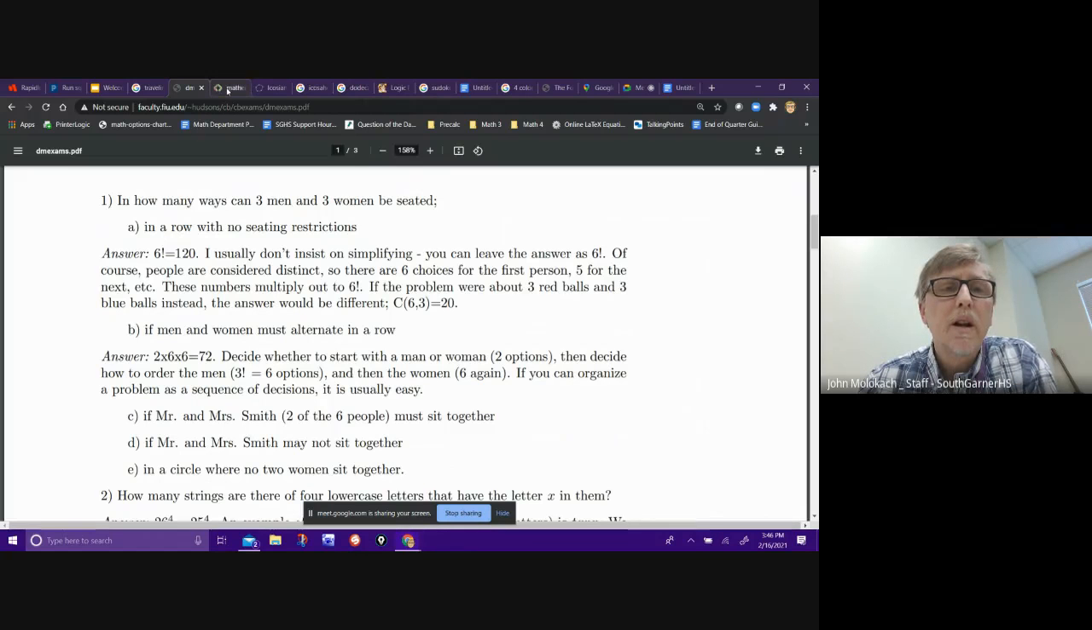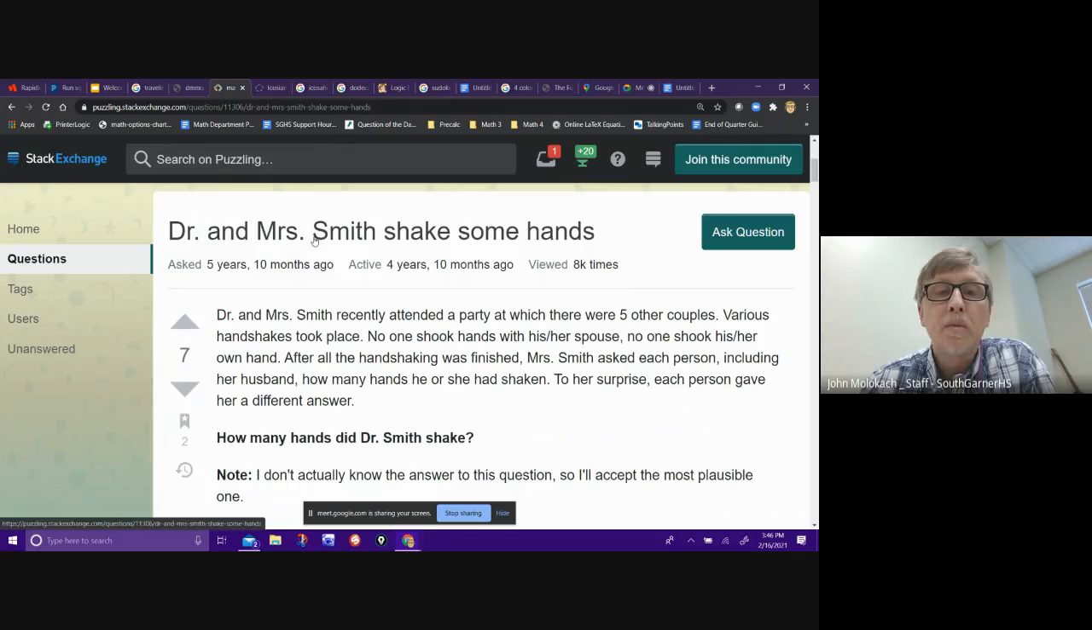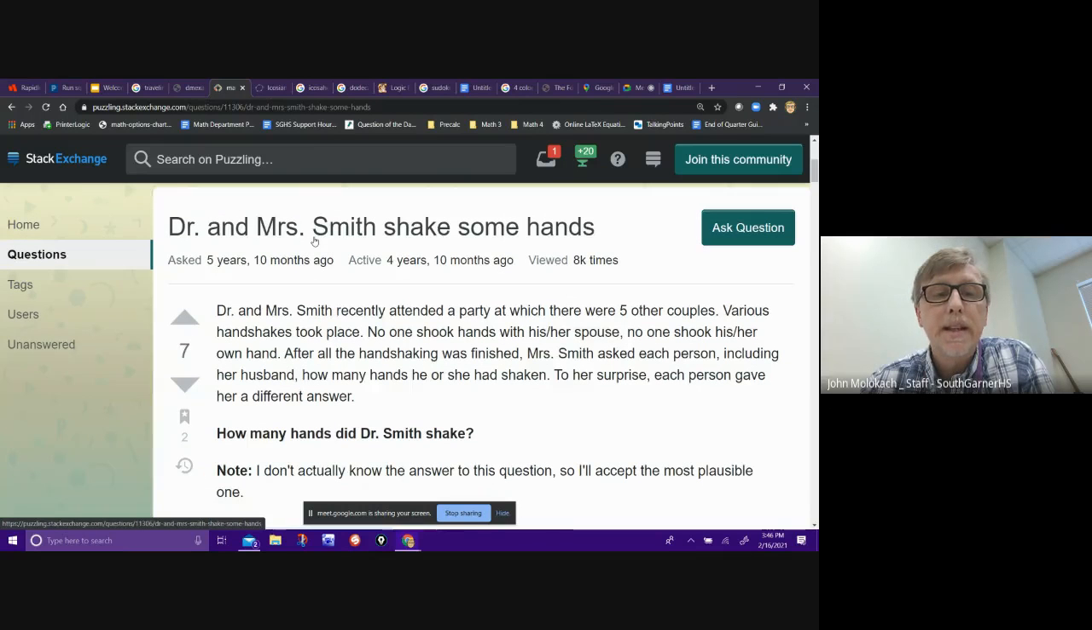Another problem that we can look at from the discrete math arena is one like this, where Dr. and Mrs. Smith recently attended a party in which there were 5 other couples. Maybe there was some classical music at the party. Various handshakes take place. No one shook hands with his or her spouse. No one shook his or her own hand.